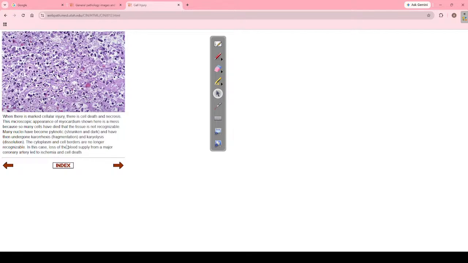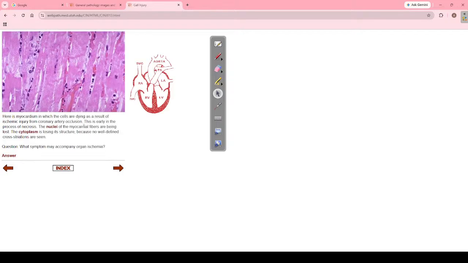The cytoplasm and cell borders are no longer recognizable. They appear like a dead tombstone. Okay. And in this case, there is loss of blood supply from one of the coronary arteries, which is leading to ischemia and cell death. Right? Then you have a slide showing viable myocardium in which cells are dying as a result of ischemic injury in coronary artery occlusion.